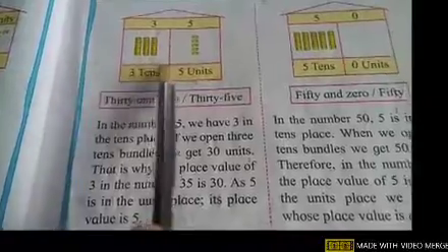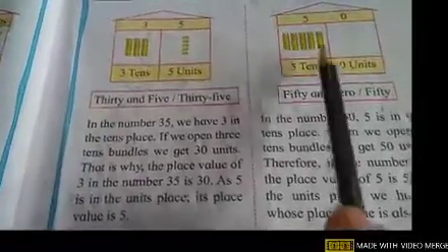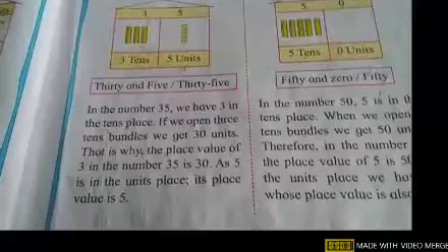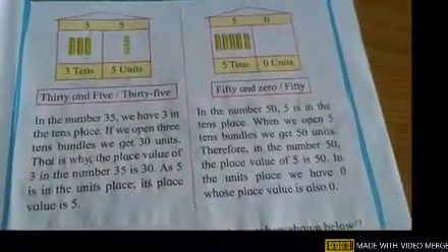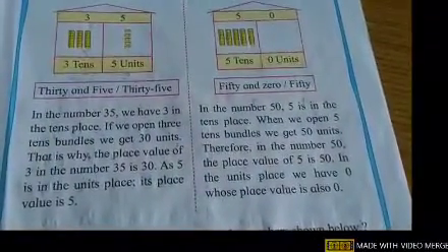2. So 2 tens. 3 tens means 30. 2 tens means 20. 5 tens means 50. I hope you must have understood the topic. Now we are going on to our next question.